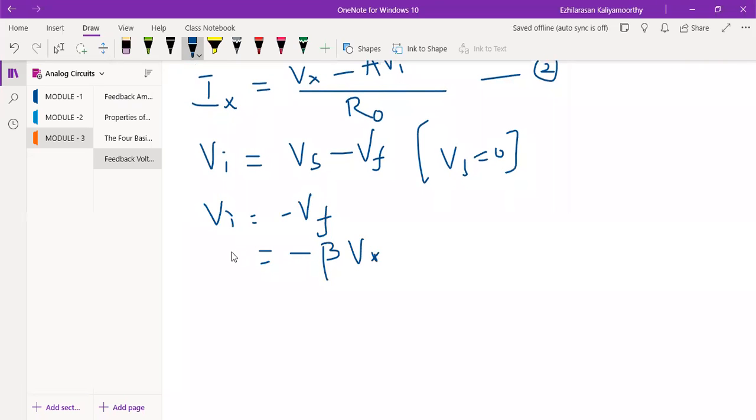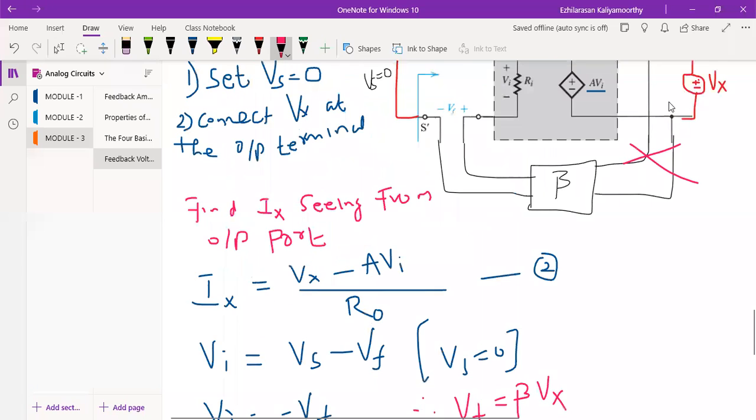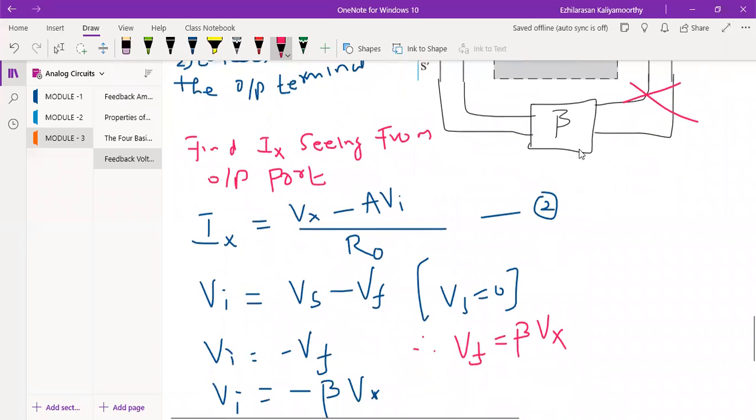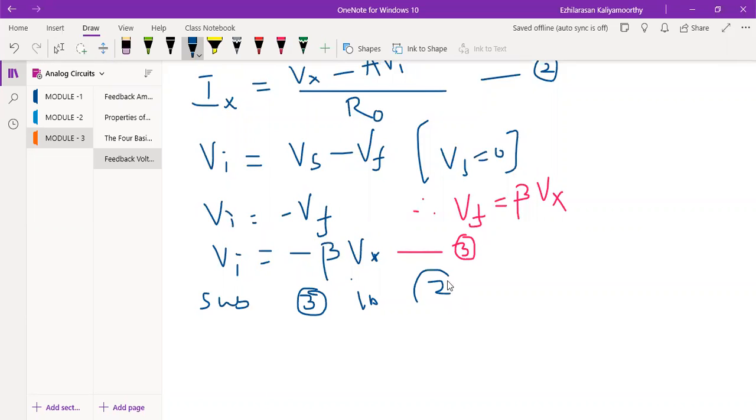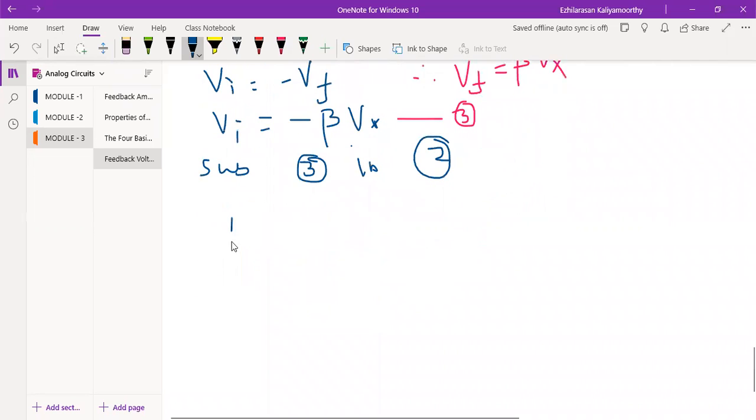It is not V naught, it is Vx. We are given like this. So Vf is equal to beta into Vx, because at the output terminal we connected one voltage source. Now consider this is equation number 3. Now substitute equation number 3 in 2. So what will I get?